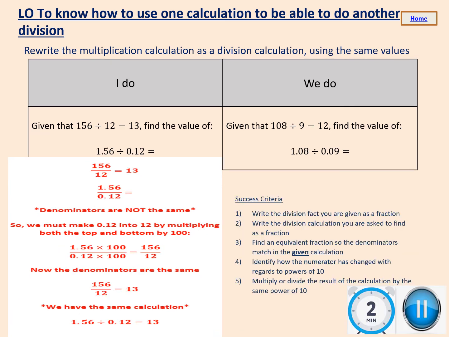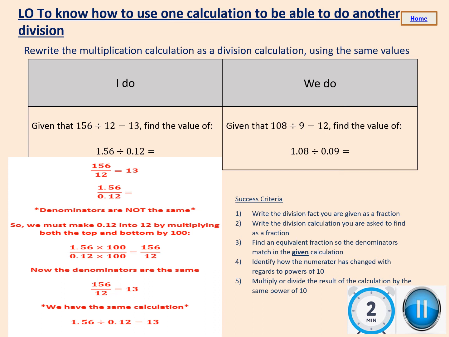Okay, so let's just do one final one. We've got 156 divided by 12 equals 13. On this sum, we've got 1.56 divided by 0.12 is the question we're given. As you can see, the denominators are not the same. So we must make 0.12 into 12. So we have to multiply top and bottom by 100. So we've got 156 divided by 12.